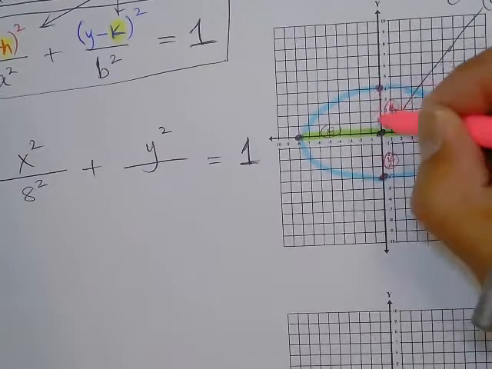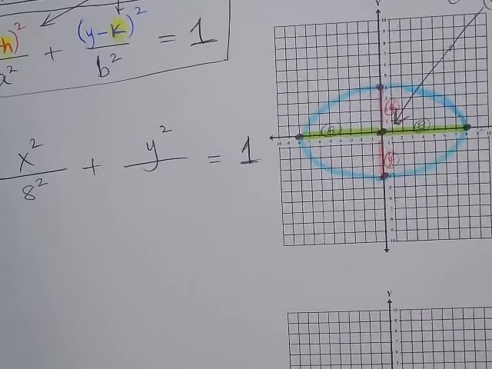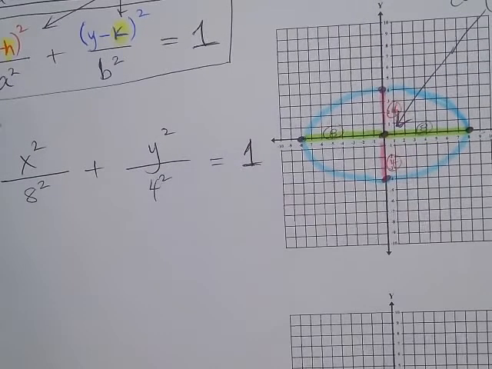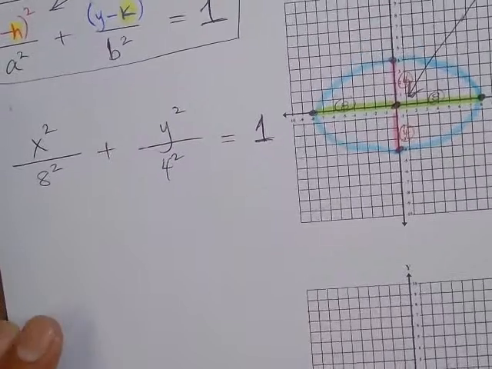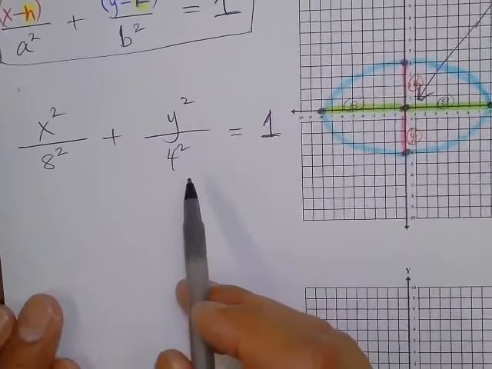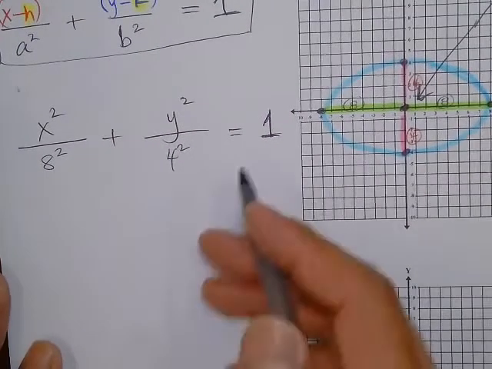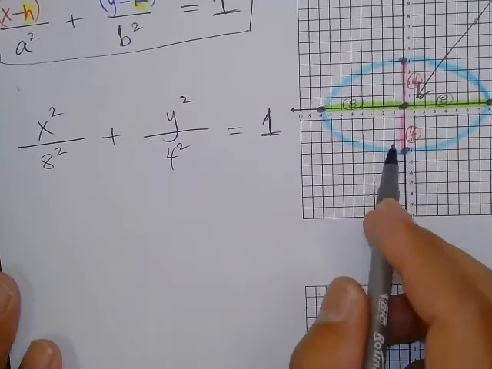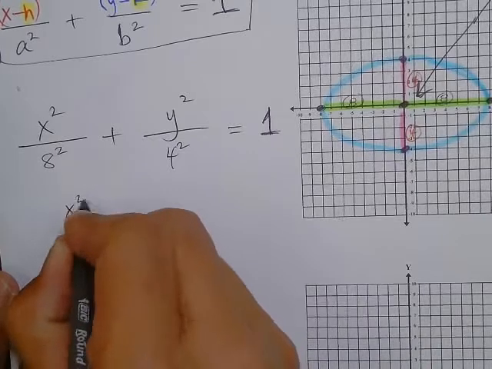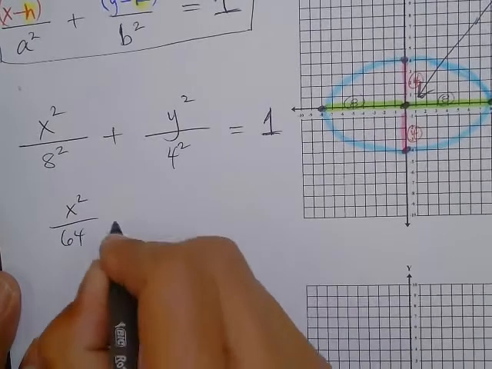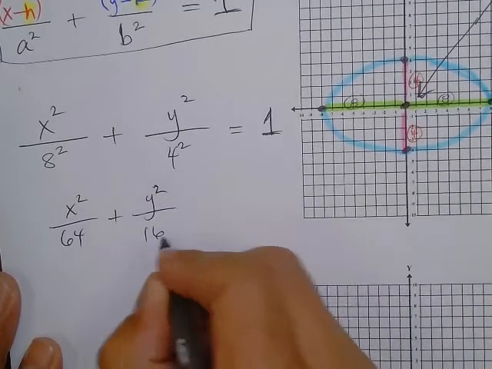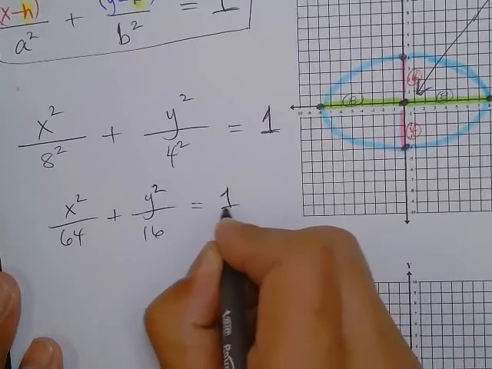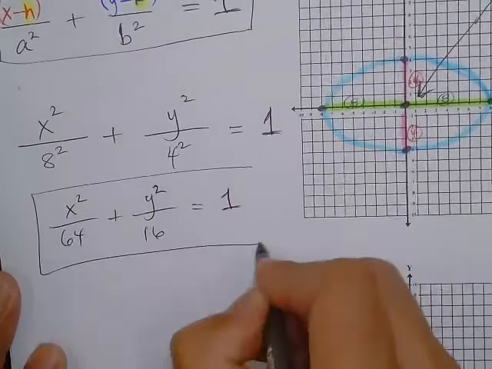And isn't that going to be true for the y now? How much did we go up and down? 4. But that's not the number that goes there. That's the number that has to be what? Squared. So what's going to be the final equation? Everybody understand that? What's going to be the final equation for this ellipse? X squared over what? 64 plus y squared over what? 16 equals 1.